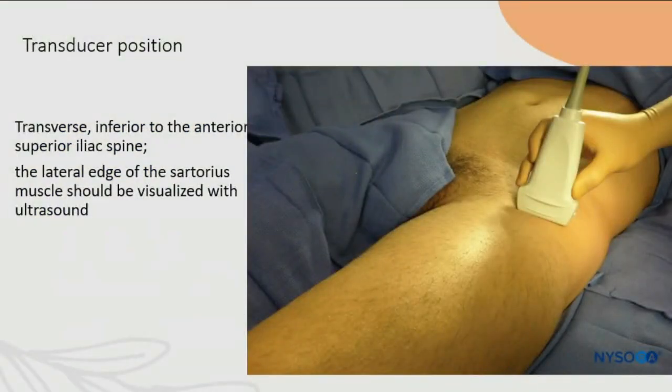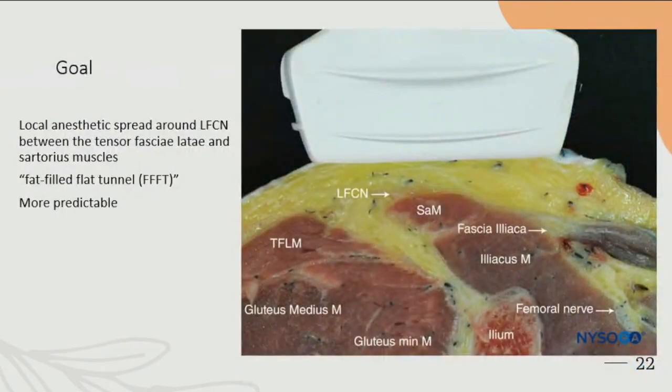This is how we put the transducer position. Usually after the femoral nerve block, you just slide towards lateral, and this is roughly the position. So what happens when you put the probe on top of the skin?